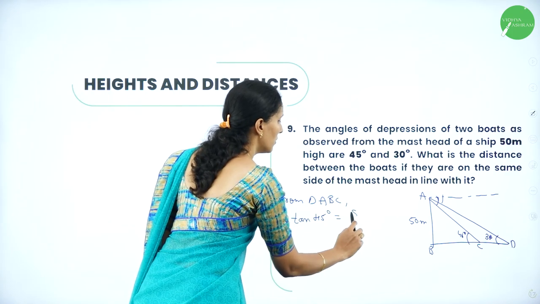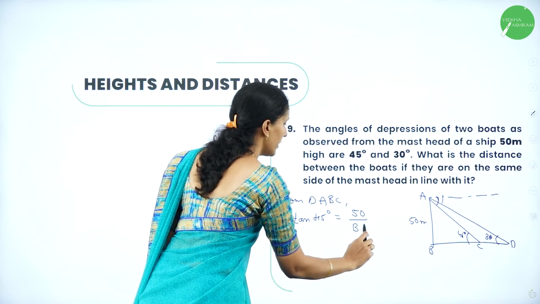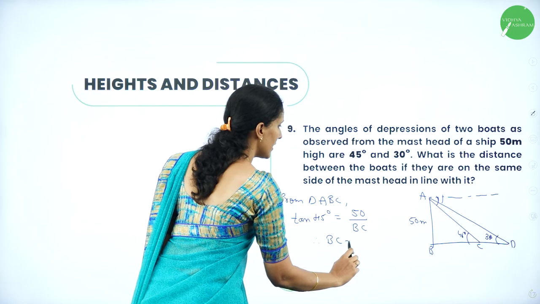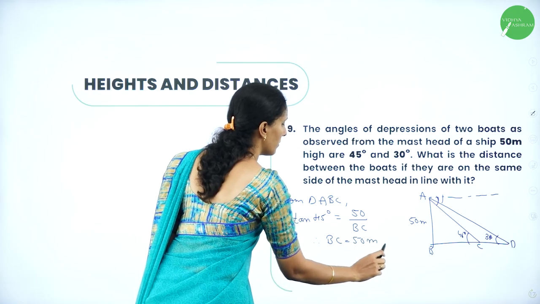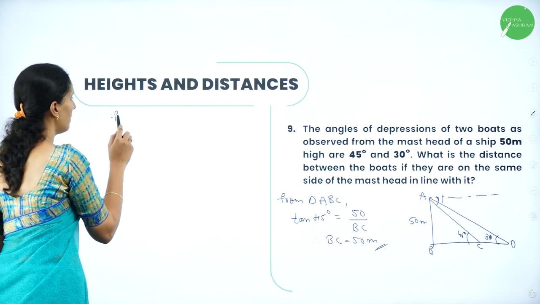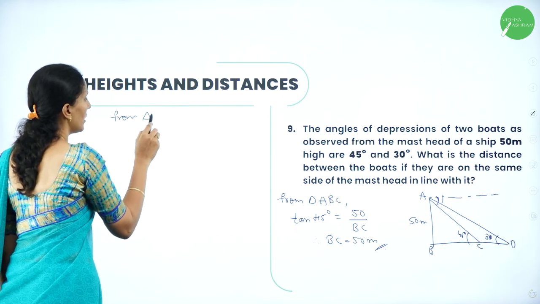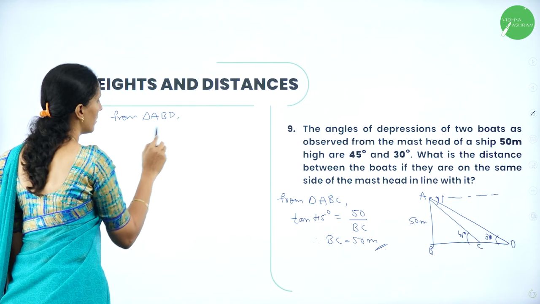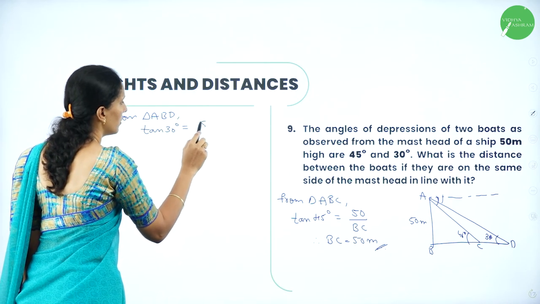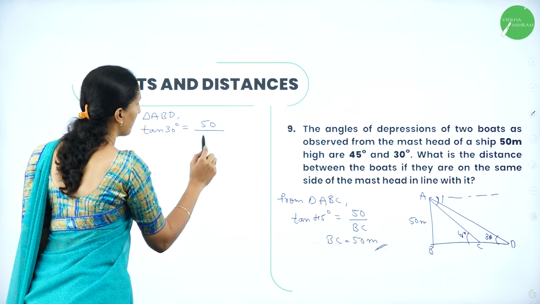tan 45 is equal to 50 divided by BC. Tan 45 value is 1. So therefore we get BC is equal to 50 meter. Next let's take tan 30 degree from triangle ABD, tan 30 degree is equal to 50 divided by BD.